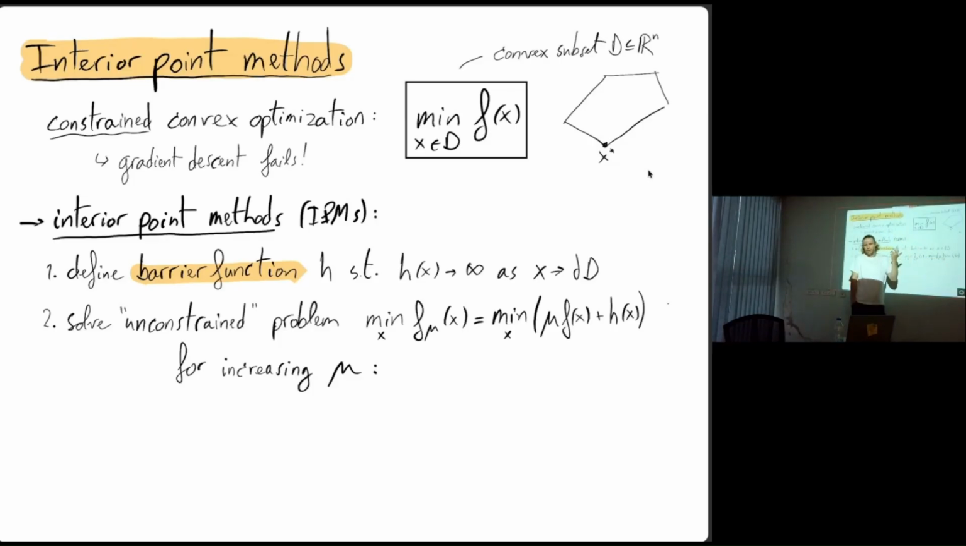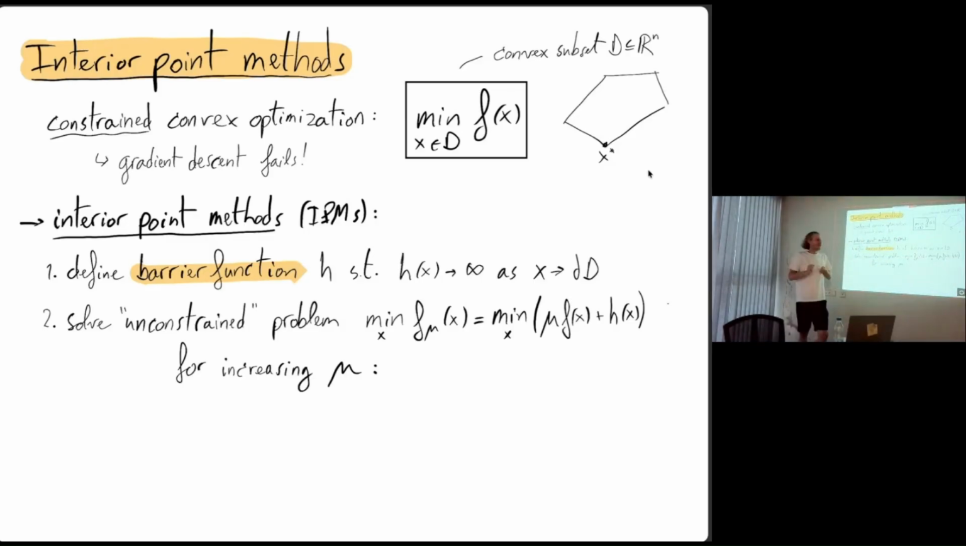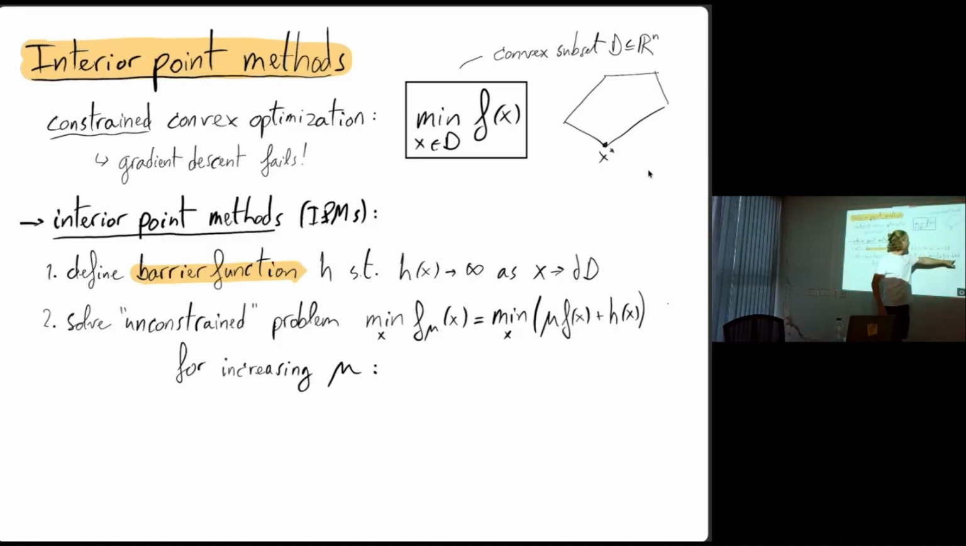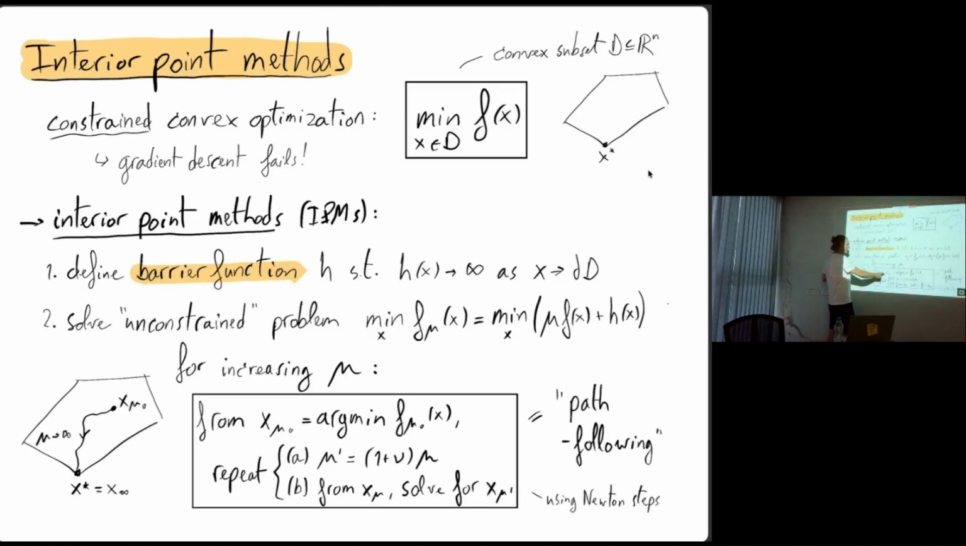But intuitively, if I take this function and optimize it, very similar to semiclassical analysis, if I make this parameter big, then I'm going to make my barrier less important, and push my minimizer closer. In fact, this is the whole idea of interior point methods, this strategy called path following, where you solve this problem for increasing values of mu.